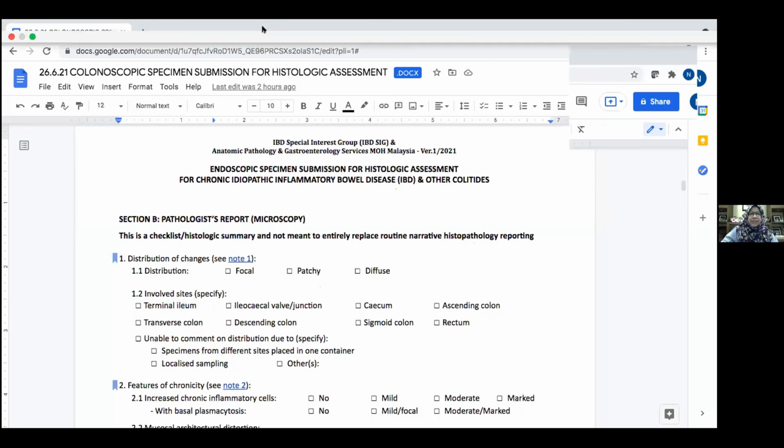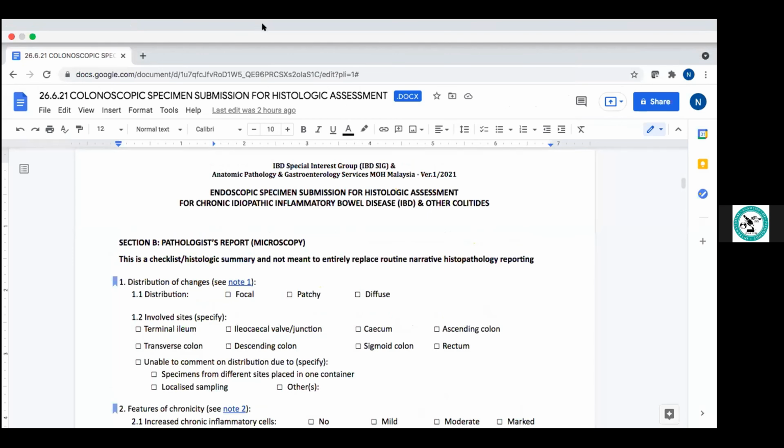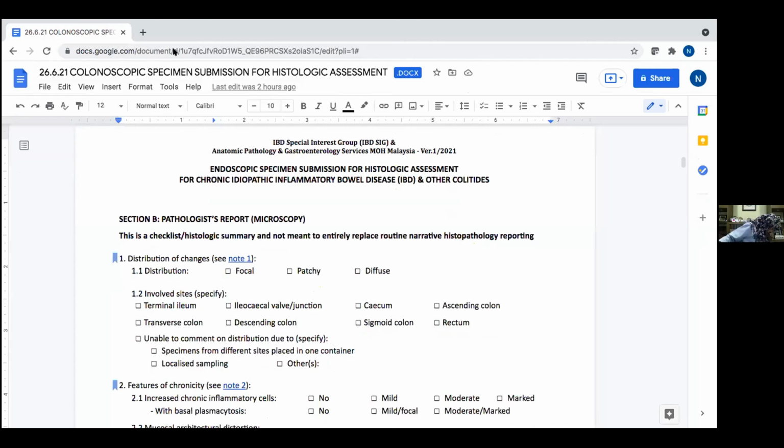Right. The next question is from Dr. Su Anida. What's the best way to differentiate conventional crypt abscess, apoptotic crypt abscess, and immune therapy related colitis, as in anti-PD-1? Excuse me. Can you repeat the question, please? Okay. What's the best way to differentiate between conventional crypt abscess, apoptotic crypt abscess, and immune therapy related colitis, as in anti-PD-1?